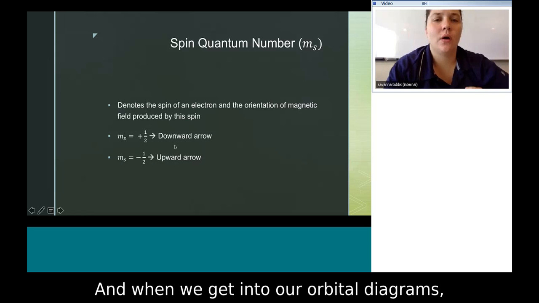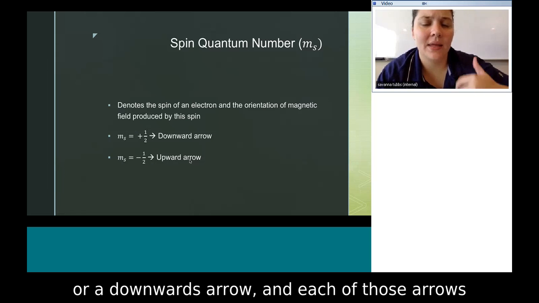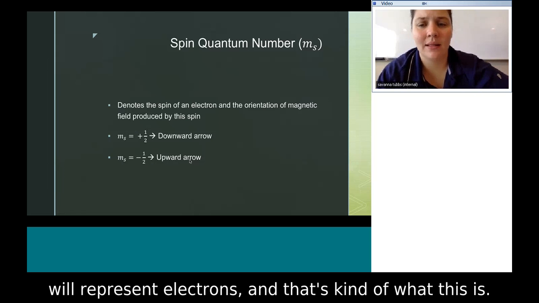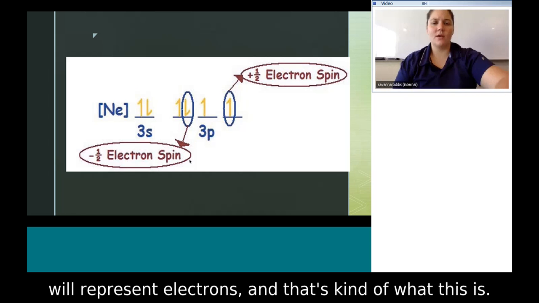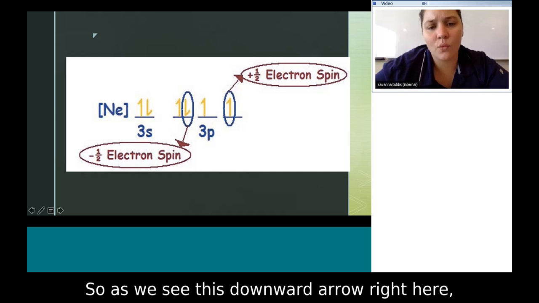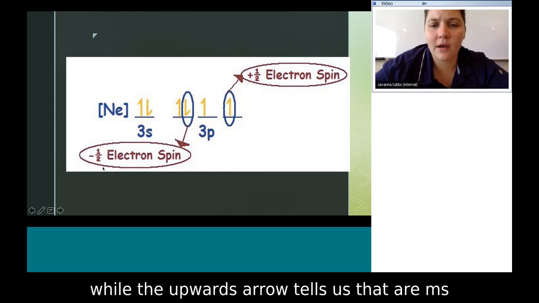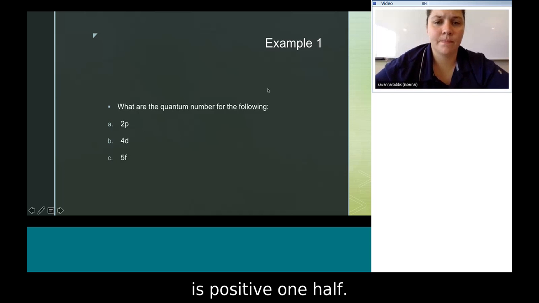And when we get into our orbital diagrams, it's going to be denoted with either an upwards arrow or a downwards arrow. And each of those arrows will represent electrons. And that's kind of what this is. So as we see this downward arrow right here, that tells us our MS is -1/2, while the upwards arrow tells us that our MS is +1/2.